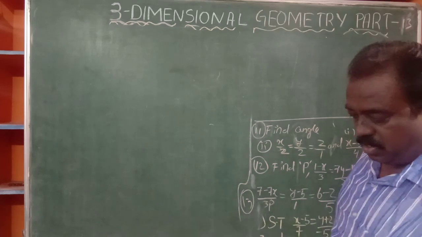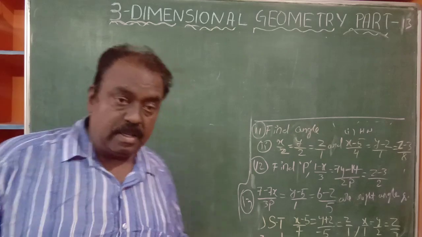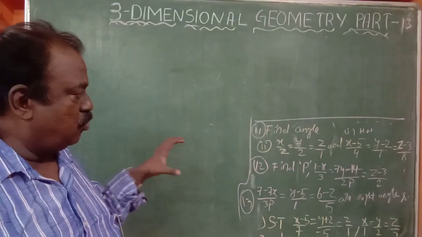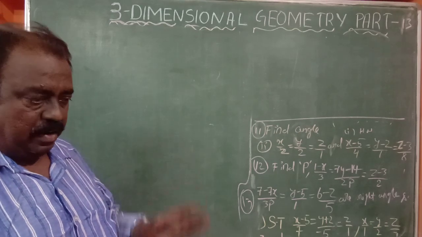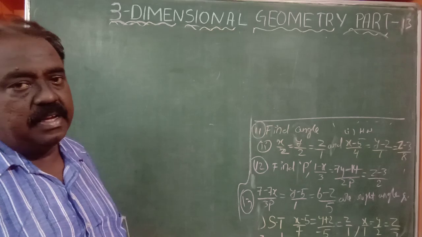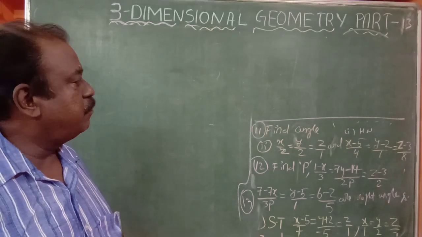Now, we will solve the problem. This exercise I solved very slowly. Why? Because there is a very good concept in this one: finding the shortest distance between skew lines and finding whether lines are parallel, perpendicular, like that also.